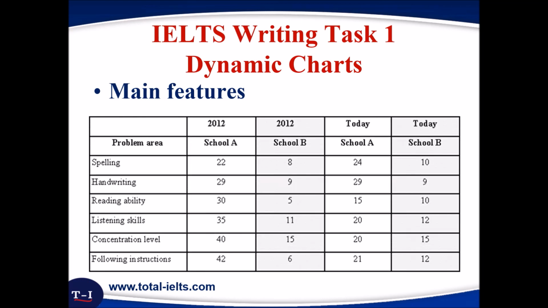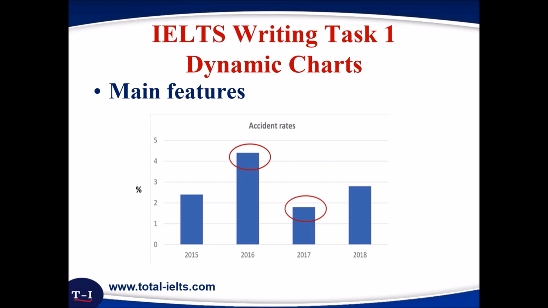So let's look at the table again. And the greatest decrease is School A, following instructions, decrease from 42 to 21. And the second is concentration levels at School A went from 40 to 20. And something which remained constant in School B is handwriting, which stayed at 9 from 2012 until today. And also here we have accident rates, the highs and the lows, which can be described in your main features.